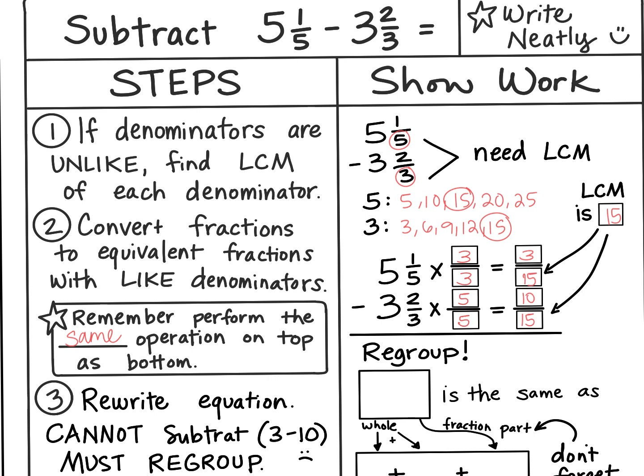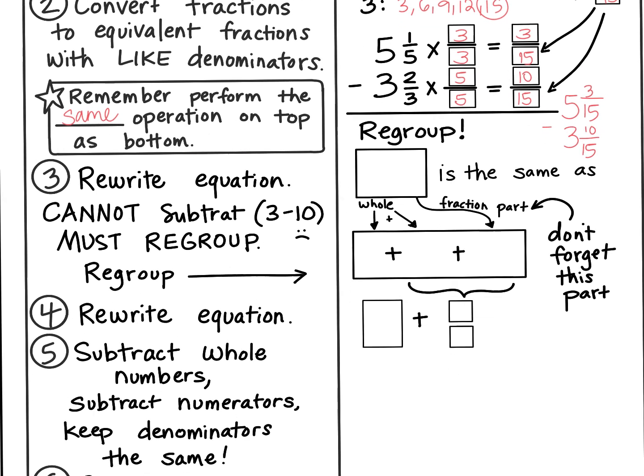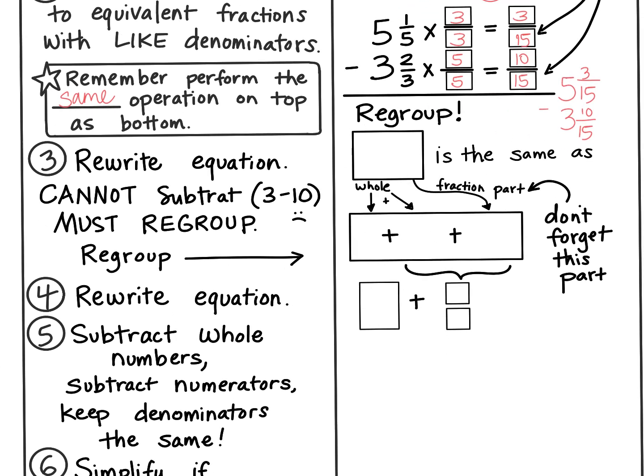I'm going to write this over here to the side so that you can see what this looks like, okay? I have 5 3/15 minus 3 10/15. The problem that I'm running into is that my numerators can't subtract, okay? So this is where I have to do some borrowing and some regrouping. That's the problem that I'm facing right now. So step number 3 says rewrite my equation. I did. I can't subtract 3 minus 10, so I have to regroup.